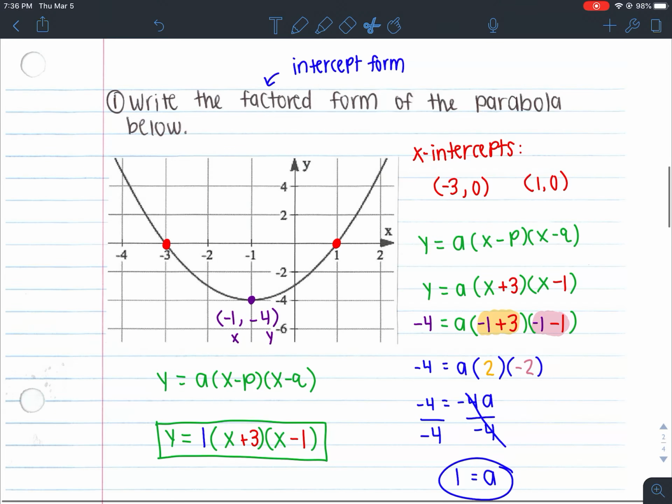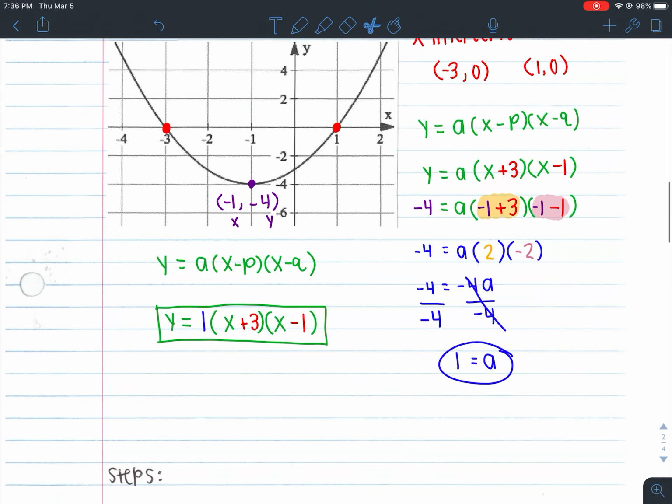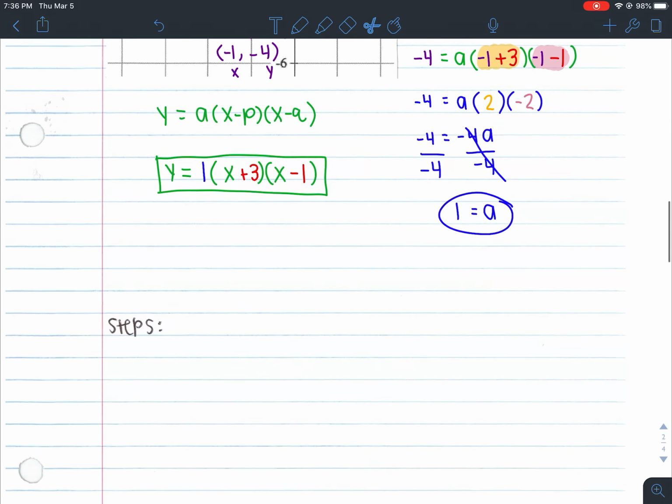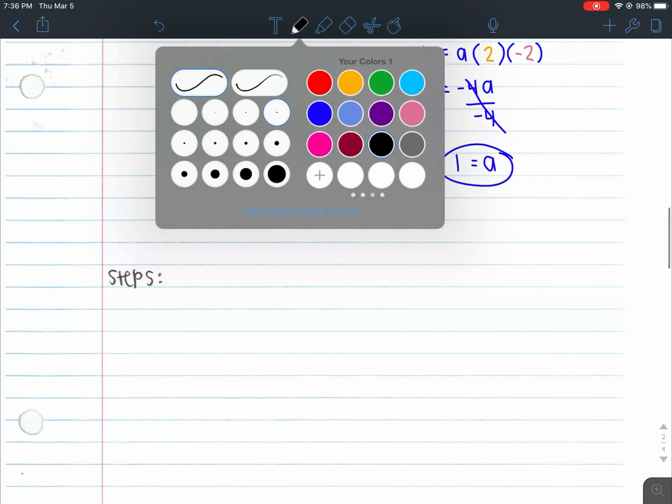So what did we do? So let's go through everything we did. The first thing we did was we ran through the x-intercepts, right? And then we plugged that into intercept form and realized I don't even have an a. So we had to solve for the a. Well, how did we do that? We had to pick a point on our parabola. Any point as long as it's a clean point. We don't want to pick a random point elsewhere. Okay? So now we're going to write down the steps so that we know what to do next time.